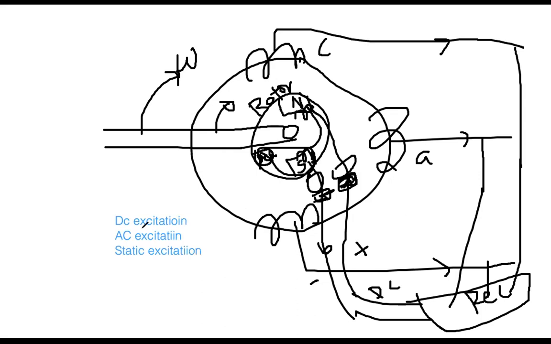So therefore, DC and AC excitation simply mean there is a small DC or AC generator mounted on the same shaft, mounted on the same rotor. Static excitation means, as the name goes, static. Output is being taken from the static three-phase terminals and then taken into a rectifier. The rectifier is converting to DC, and with the help of slip rings and brushes, that DC is being provided to the magnetic coils.